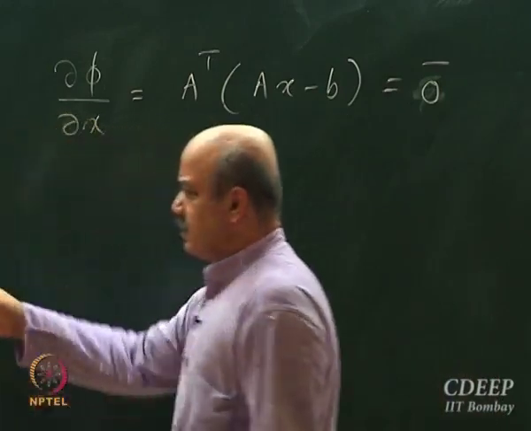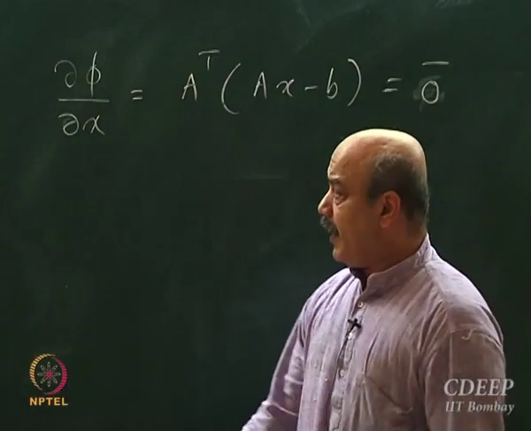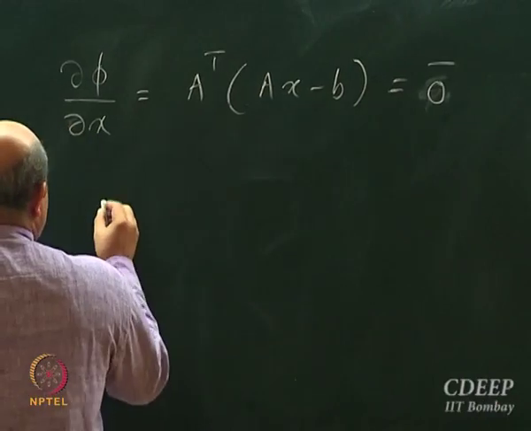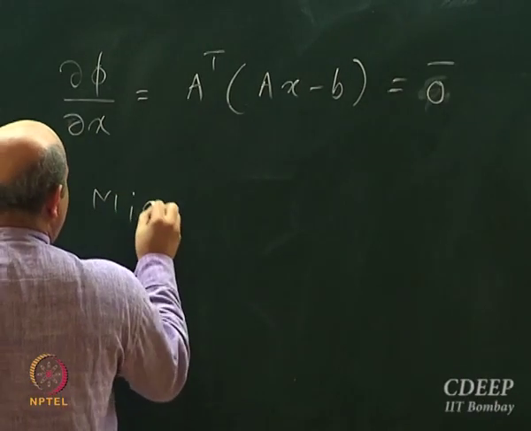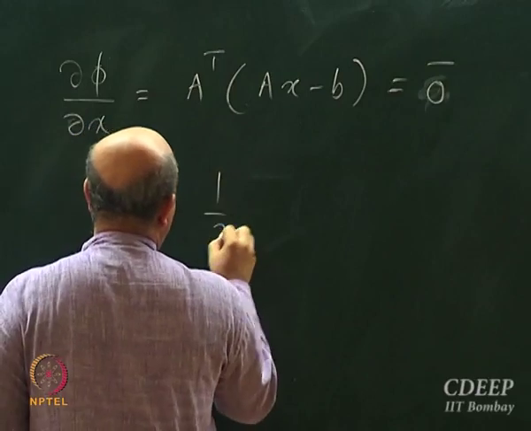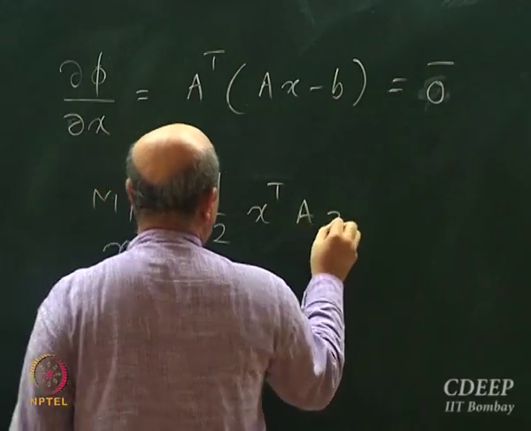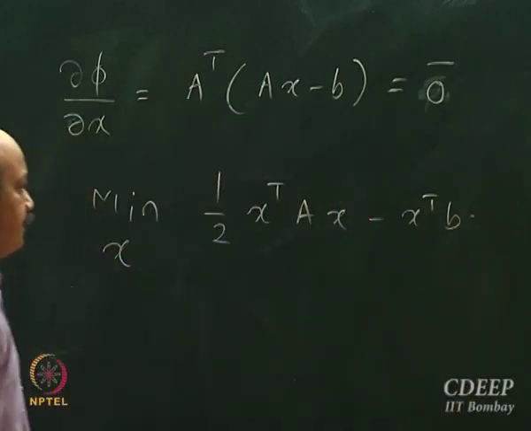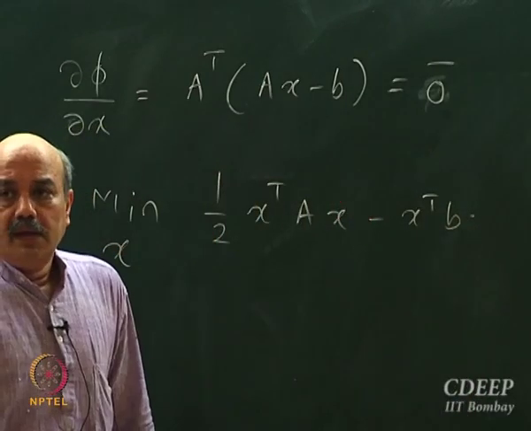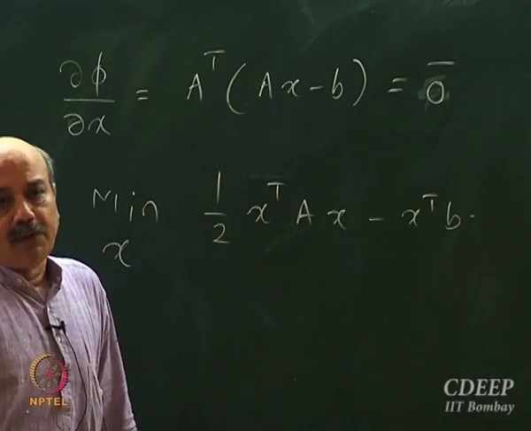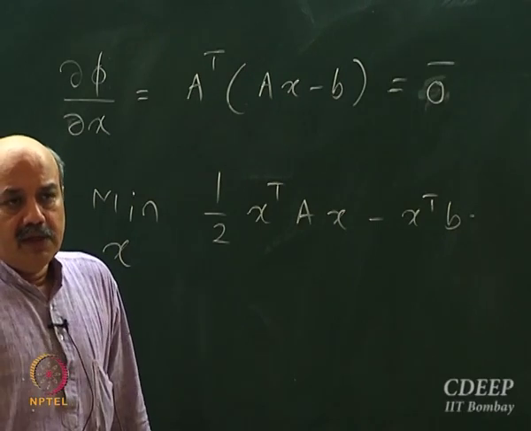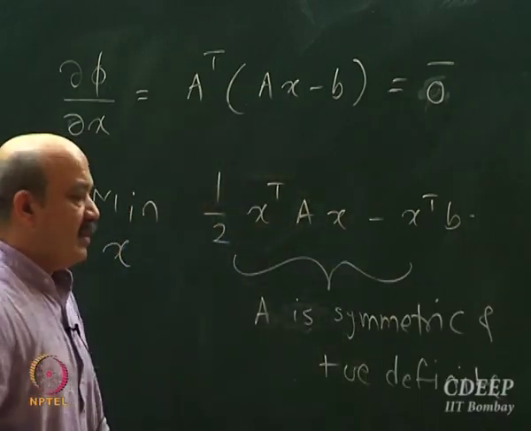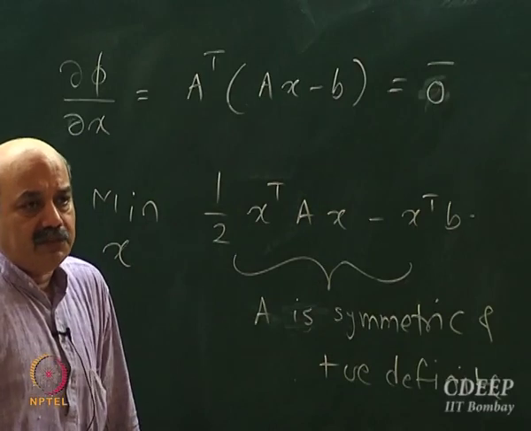Now, of course, we can simplify this a little bit. If A is a symmetric positive definite matrix, in that case, we can just minimize with respect to x, half x transpose Ax minus x transpose b. A is a special case here, symmetric positive definite, and minimizing this objective function will give you the optimum.